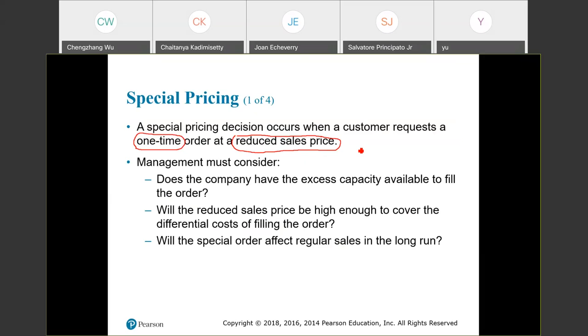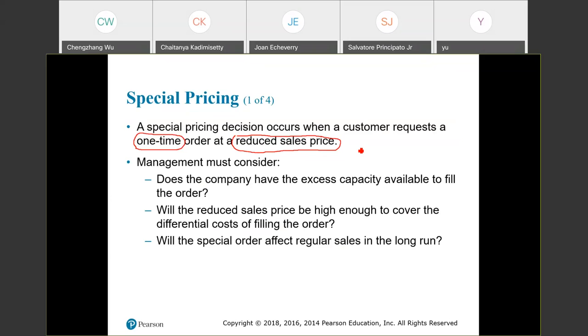Additionally, the company must consider differential fixed costs. If the company has excess capacity, fixed costs probably will not be affected by producing more units. But in some cases, the management may have to incur some other fixed costs to fill the special order, such as additional insurance premium or the purchase of special equipment. If so, you need to consider whether the special order sales price is high enough to generate a positive contribution margin in order to at least cover the fixed cost.